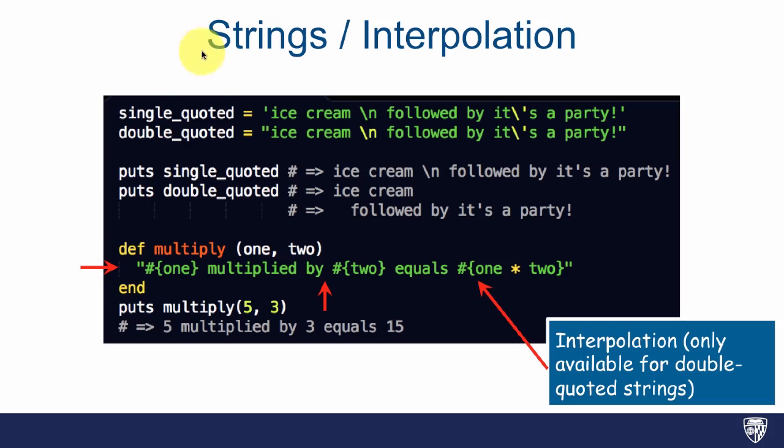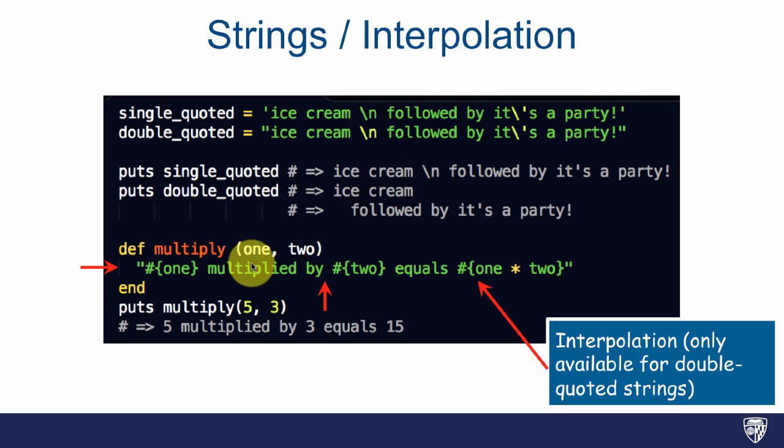But first, let's go back to the single and double quoted strings. So the single quoted string, even if it has a \n in it, is going to just display it as is, whereas a double quoted will treat it as a new line, and that's what you see in the output here.